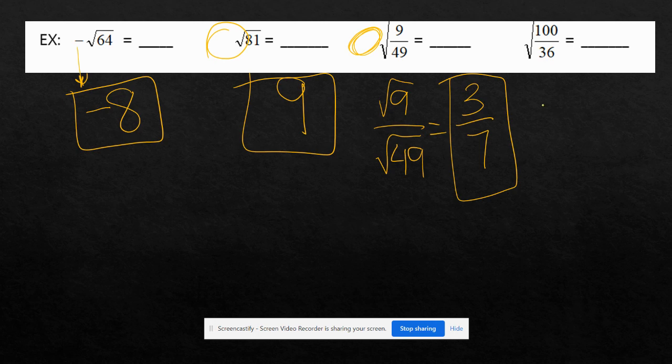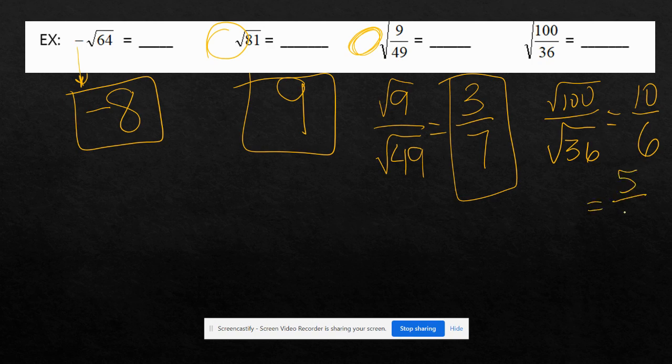This last example, we have the square root of 100 over the square root of 36. The square root of 100 is 10. The square root of 36 is 6. Well, remember, this is a fraction, and 10 over 6 can be reduced by a factor of 2 to make that 5/3 for a final answer.